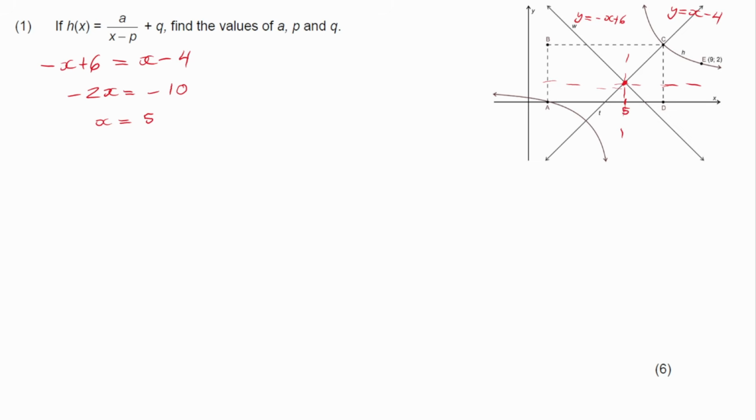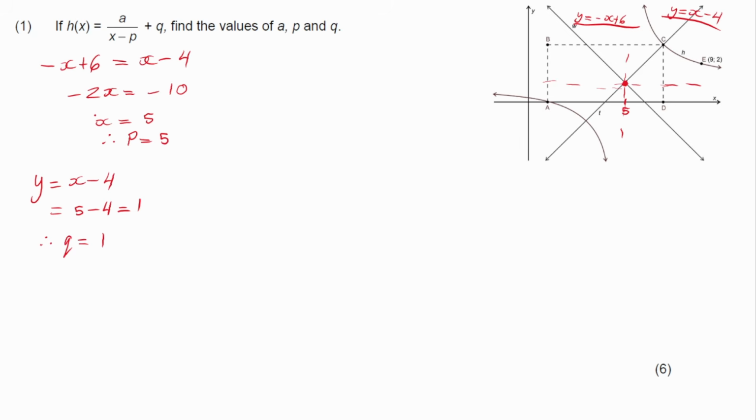So we know that this point here is 5. Therefore p is equal to 5. Because remember, p is the x value of our vertical asymptote. So p tells us our vertical asymptote. Then to find q, we just need to find the y value of this point. So we can just substitute 5 into either straight line equation. So I'm going to say y is equal to x minus 4, and we're substituting our x as 5. So that's 5 minus 4, which is 1. So therefore q is equal to 1.